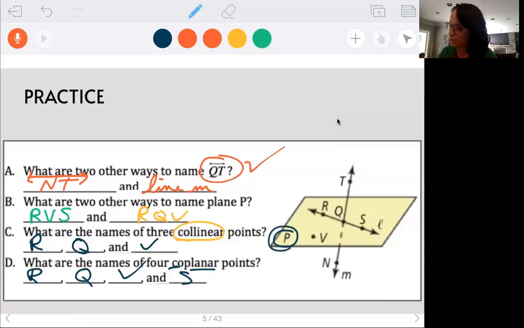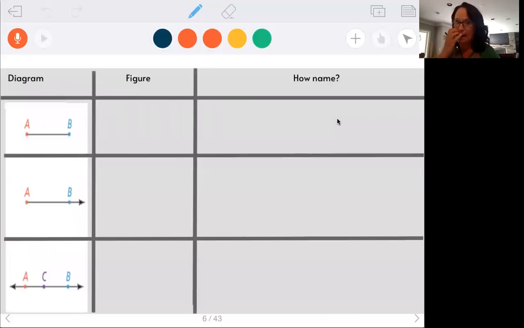You can't choose P because it's not a point, it's the name of the plane. You can't choose L because it's not a point, it's the name of the line. I think you probably get how this is working here. All right, this must go in your notes.